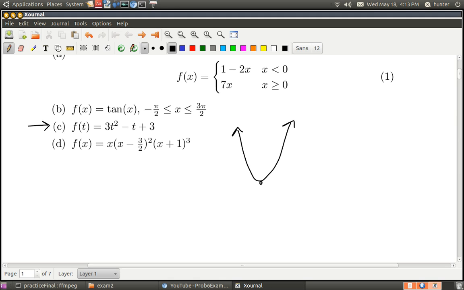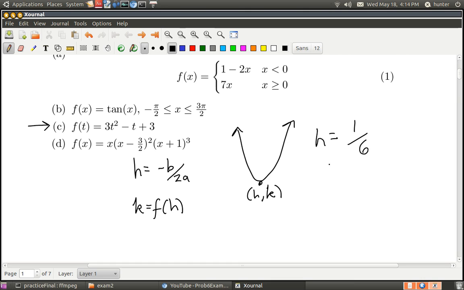And how am I going to find where it is with respect to the axes? Well, I know that the vertex of the parabola is at (h, k), where h is minus b over 2a, and k is just f of h. Alright, okay. So now we just need to sort out what these things are. So what is h? Well, b is minus 1, so it's just going to be 1 on top. And okay, so 2a is 6, so h is 1/6, great.